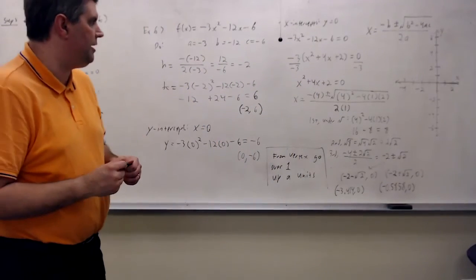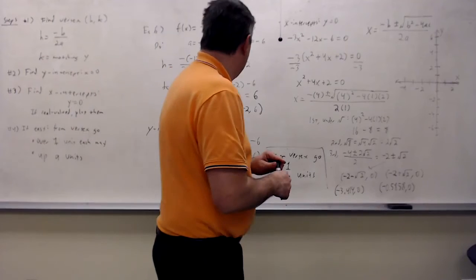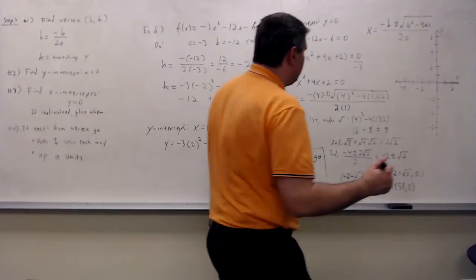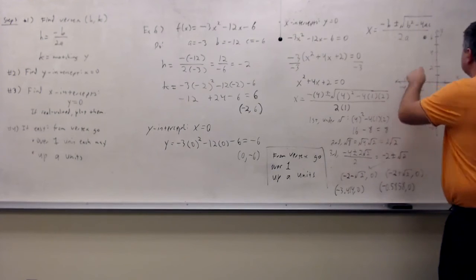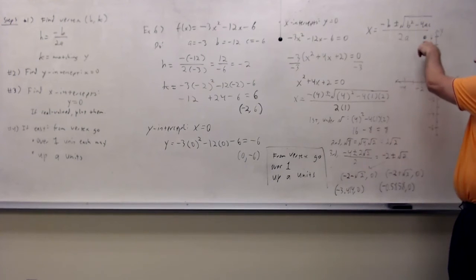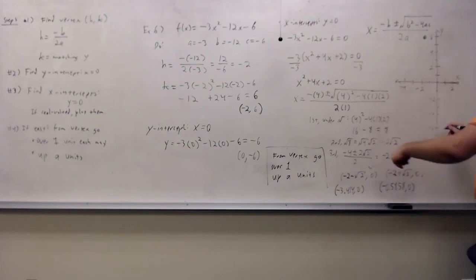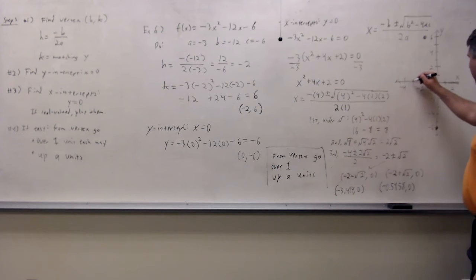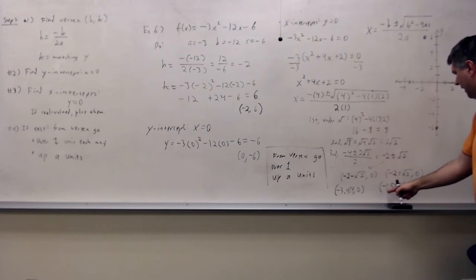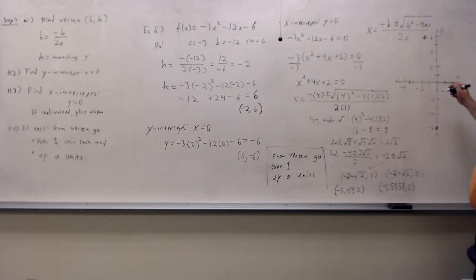So here's my grid. Vertex is (-2, 6). The y-intercept is (0, -6). And the x-intercepts were negative 3 and almost to negative 3.5, and a little bit over negative or under negative 1/2.